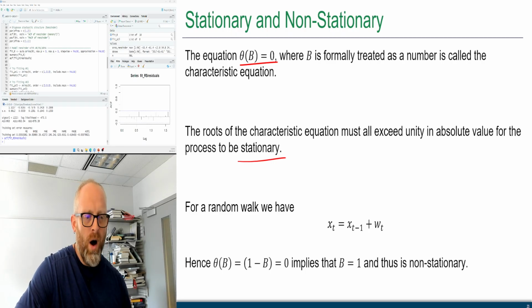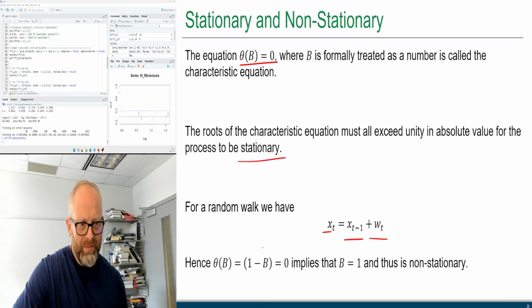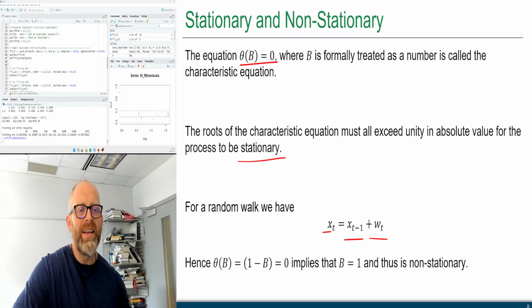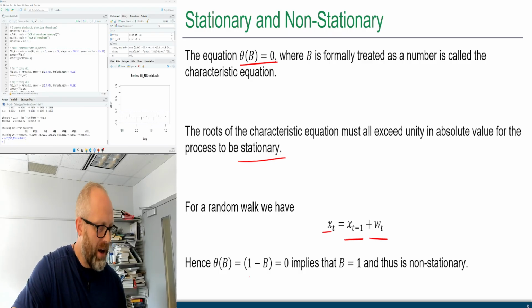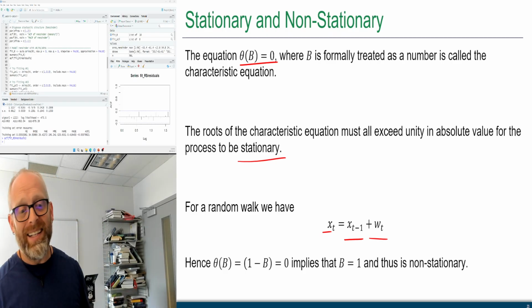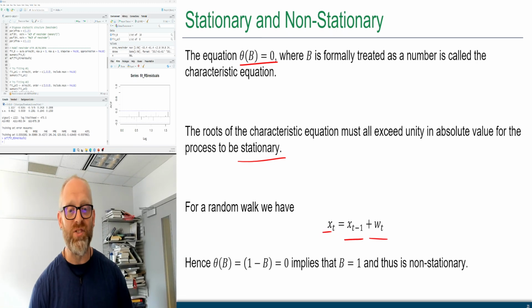So for a random walk, x sub t is equal to x sub t minus 1 plus some white noise. This operator, rewritten as a polynomial, gives us 1 minus b. When I set that equal to 0, what values of b can I plug in that give me a 0? To get rid of a 1, b has to be 1. So if b is 1, that's not greater than 1 in terms of absolute value, so this is not stationary. So we can easily tell in this case when something is stationary and when it's not.